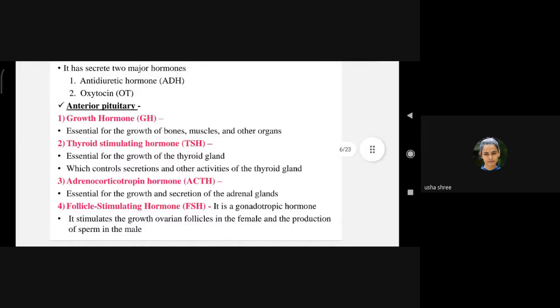Yeah, I was asking for the hormone released from the hypothalamus and responsible for TSH. Okay, and that hormone is thyroid stimulating releasing hormone. TSH releasing hormone is secreted by the hypothalamus. Repeat it, ma'am. Thyroid stimulating releasing hormone.